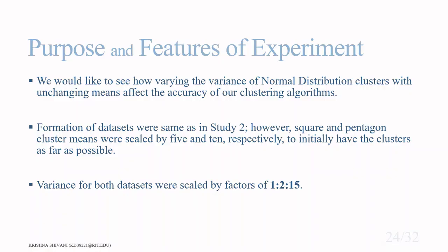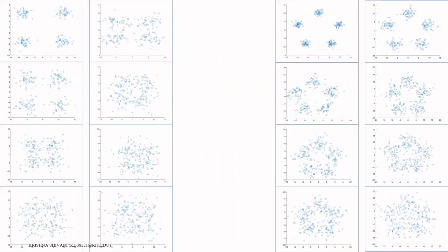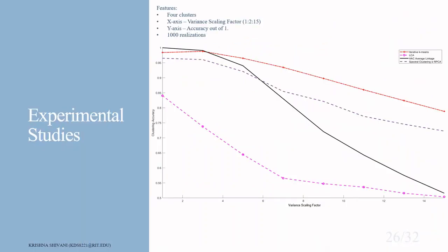The purpose for this study was that we wanted to see how the accuracy of our algorithms changed as we varied the variances of our clusters with unchanging means. The same 2 types of datasets were utilized, but the means of the square clusters were scaled by 5, while the pentagon clusters' means were scaled by 10 to get them as far as possible. The variances of clusters in both datasets were scaled by a factor of 1 to 15 with step size 2. And here we see the disorder increasing along with the variance. From this we'd expect to see a downward trend, which is what we see.